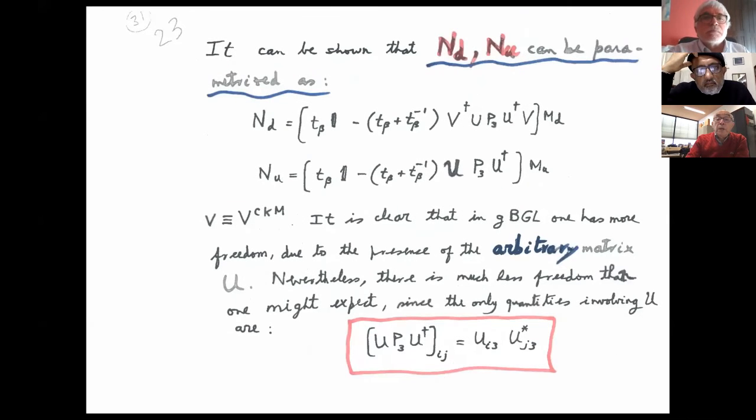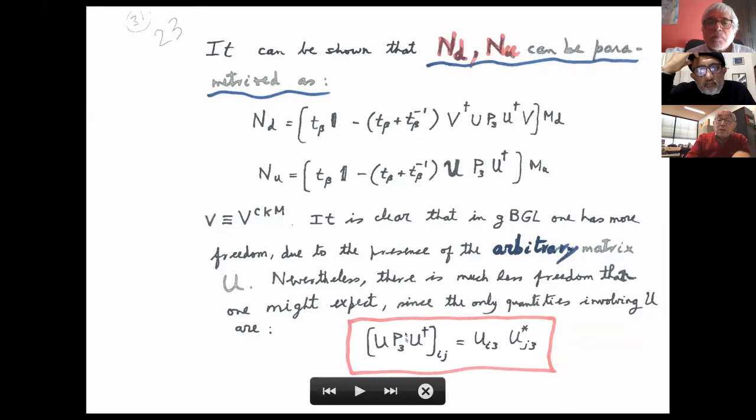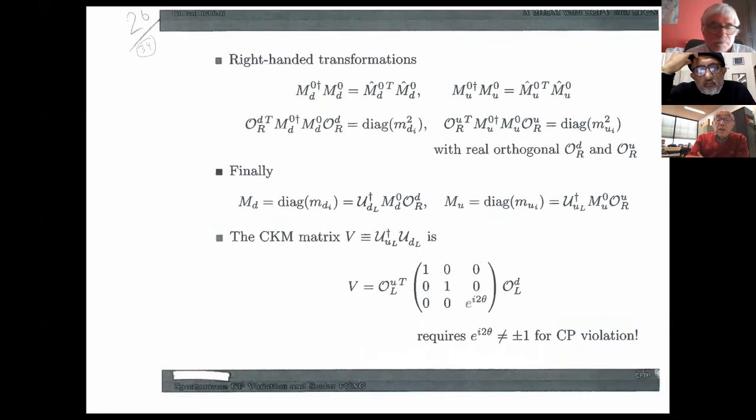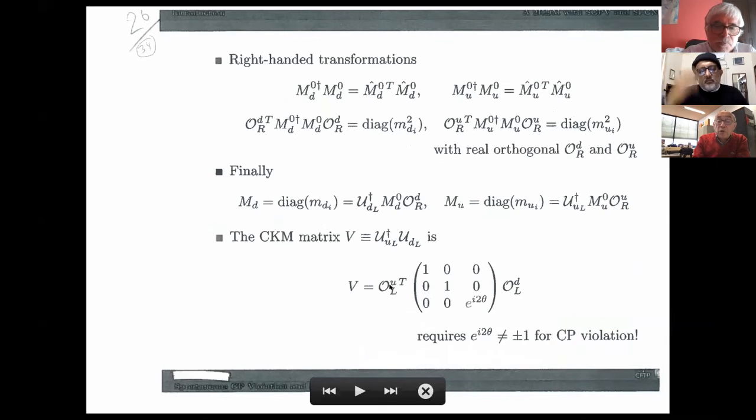So let me now go to the conclusions. Now you have other parameters. You don't have only VCKM, which I put here as V. You also have some matrix U, but it's not too many parameters because in practice, the only thing that enters are these elements of the matrix U, only the third column. And the important thing I want to show you, very interesting, is that VCKM in this model is proportional to some part of the matrix, the orthogonal part, the matrix that diagonalizes the ups and then the downs.